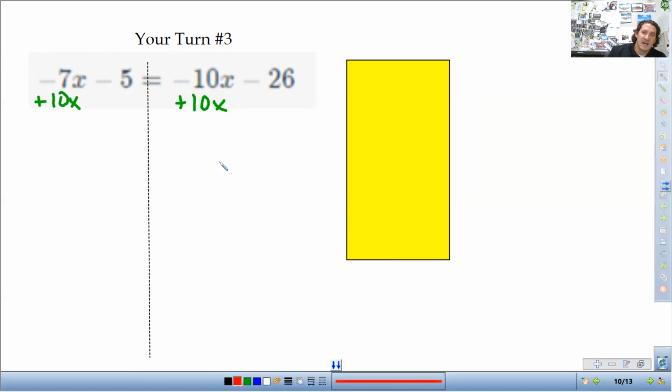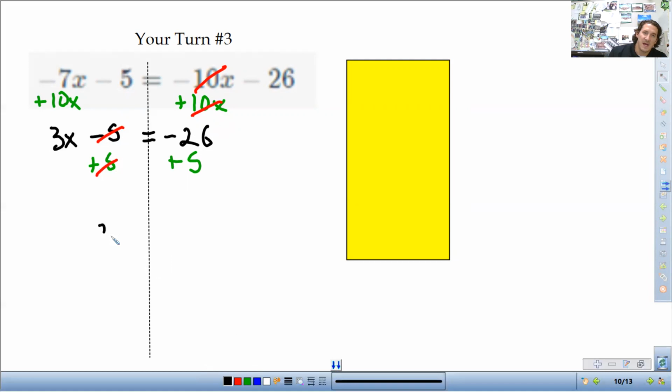So minus 10x plus 10x, that eliminates. Negative 7x plus 10x is 3x. Minus 5 is equal to negative 26. Now I can start eliminating the things on the same side as the x. So I'm going to eliminate the minus 5 by adding 5. Minus 5 plus 5 eliminates.